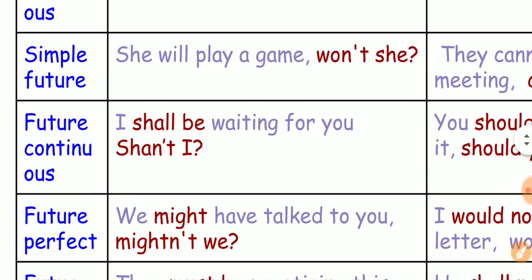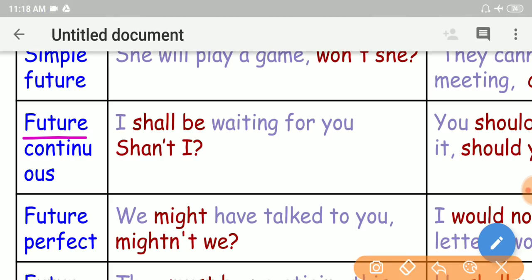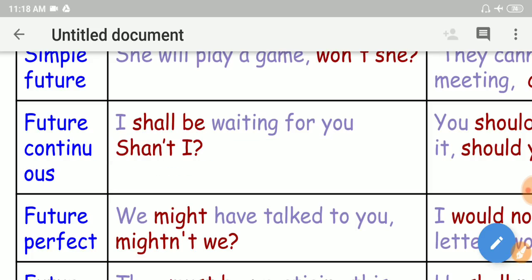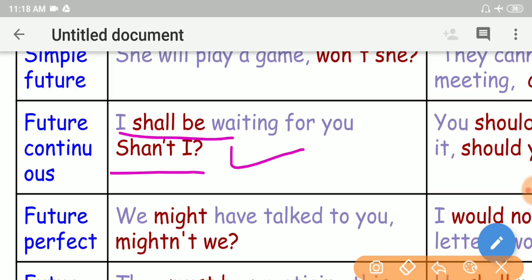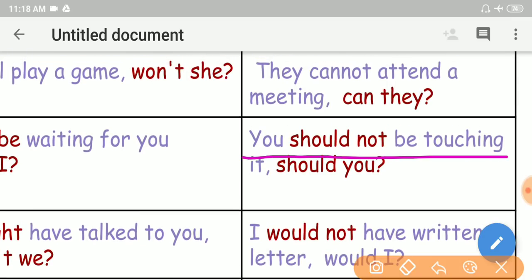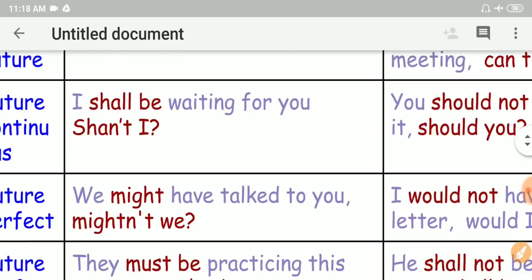Similarly, future continuous tense. I shall be waiting for you. Shan't I is the short form of shall not, my dear friends. This is a positive statement, negative question tag. Like that, you should not be touching it. Should not is the negative statement. Positive tag should be used, my dear friends.